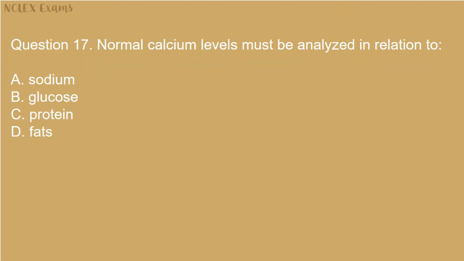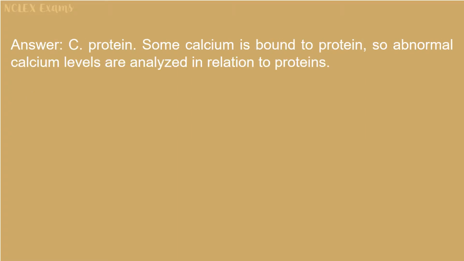Question 17. Normal calcium levels must be analyzed in relation to: A. Sodium, B. Glucose, C. Protein, D. Fats. Answer C. Protein. Some calcium is bound to protein, so abnormal calcium levels are analyzed in relation to proteins.